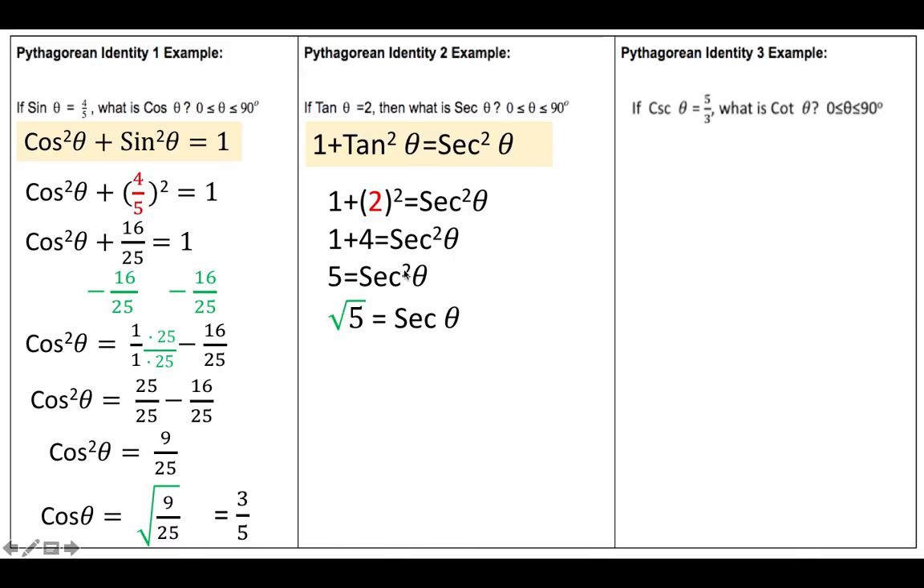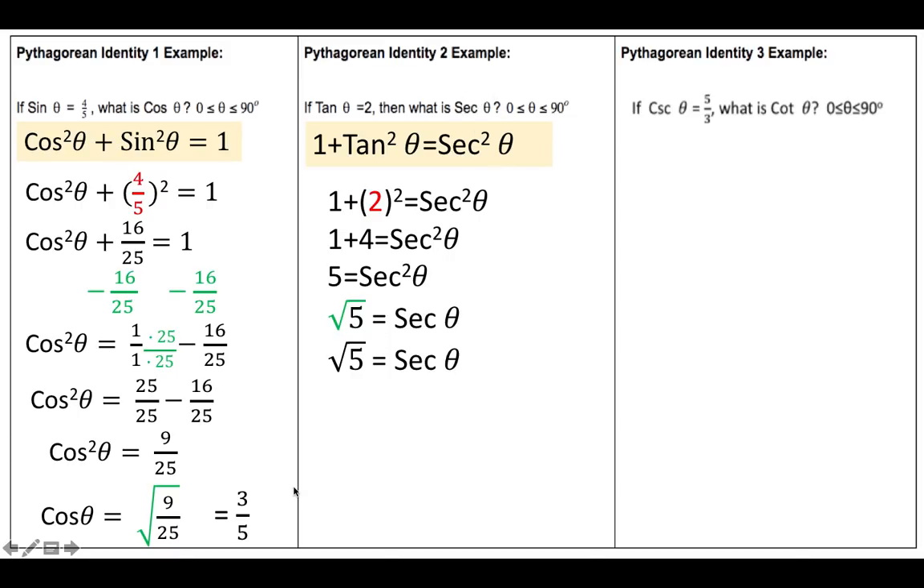Square rooting both sides gets rid of the square. That's why secant is now by itself. Alright, so square root of 5 does not simplify. Therefore, my solution is that secant theta is just simply the square root of 5. That is my answer here. We have found secant theta. We have found our goal.